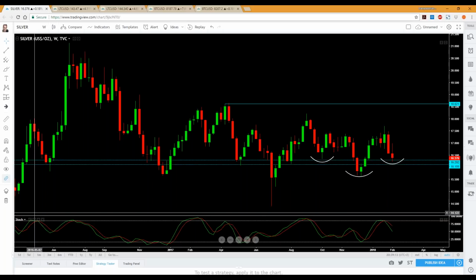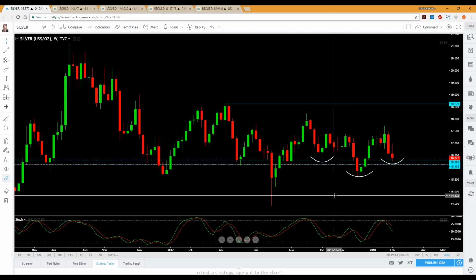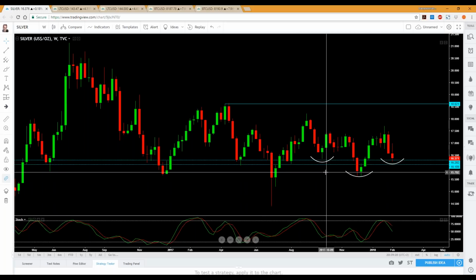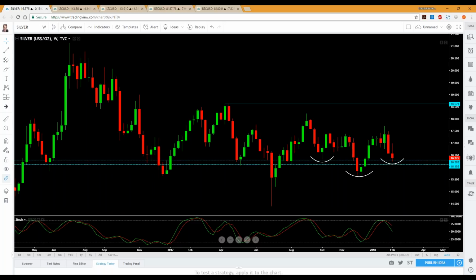Now, it's very rare that we have it so beautifully, but here we have an inverse head and shoulders. This is a current chart. I am not giving you any trading recommendations. We're not here to talk about silver and what silver might do. We're here to see the pattern.